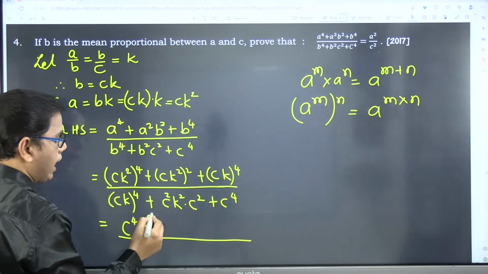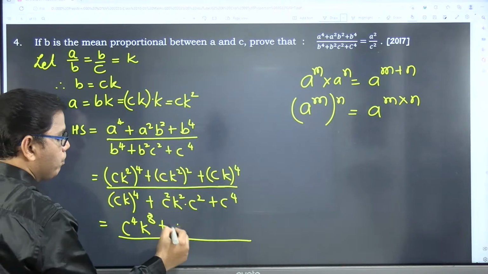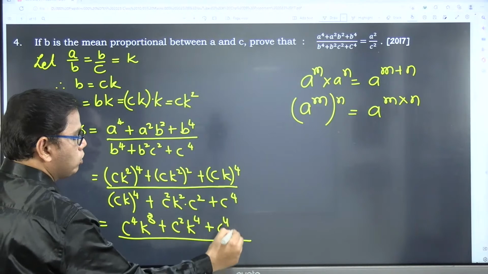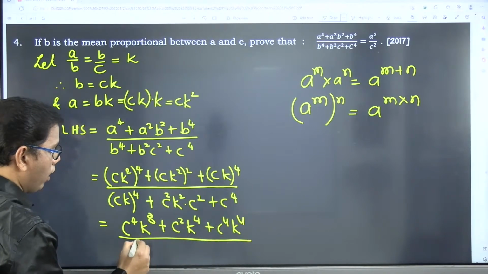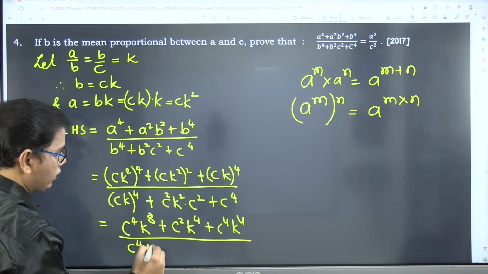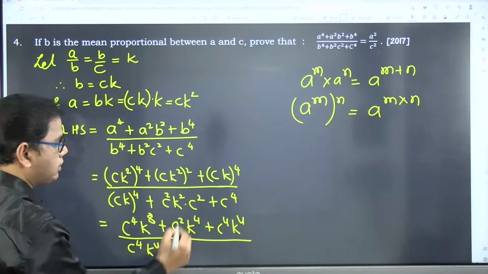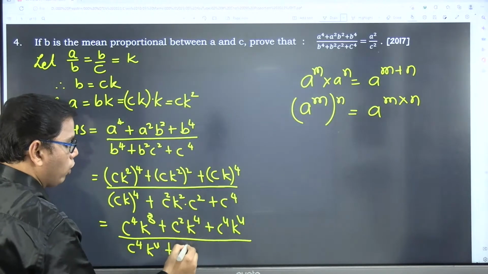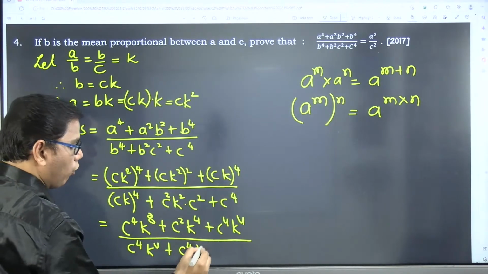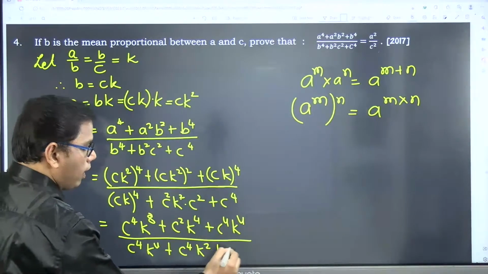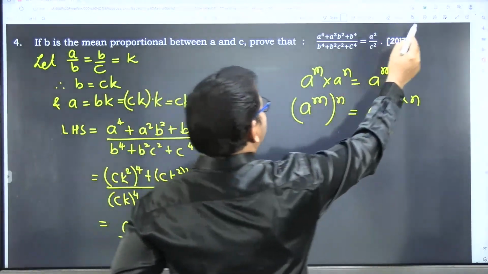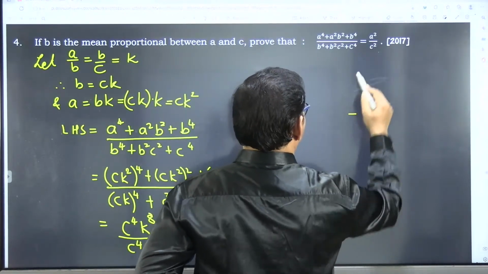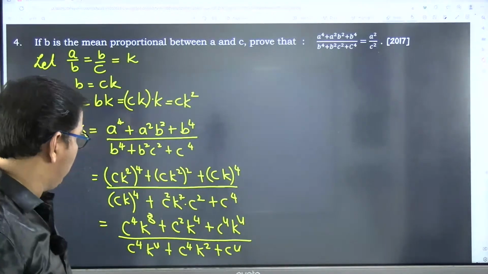2 into 4 is 8 plus c square, and 2 into 2 is 4 plus c raised to 4 k raised to 4 upon c raised to 4 k raised to 4 plus c square and c square, ये वाला रूल. ओके एनीवे, 2 into 2 और 2 plus 2 दोनों 4 होता है. And k square plus c raised to 4. Right, we have a less space. So what I will do is थोड़ा इसको ऊपर ले लेते हैं.